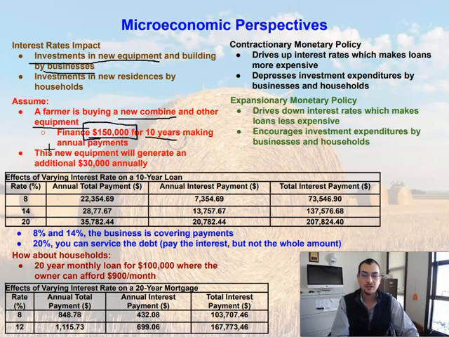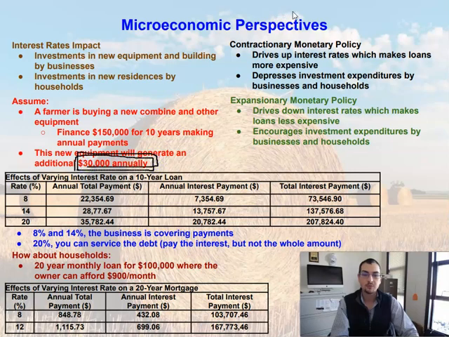So this farmer is wanting to buy new equipment, and they're looking to finance $150,000 for 10 years, making annual payments. They're basically asking for a loan for $150,000 over the next 10 years, making annual payments. This is going to be compounded once a year. And this new equipment is expected to generate $30,000 annually. So we're about to buy a new combine, new equipment, and that new equipment is going to earn us $30,000 more per year. So basically, what would it take for us to be able to afford this new piece of equipment? Well, if the annual payment costs less than $30,000, we can afford it, right?